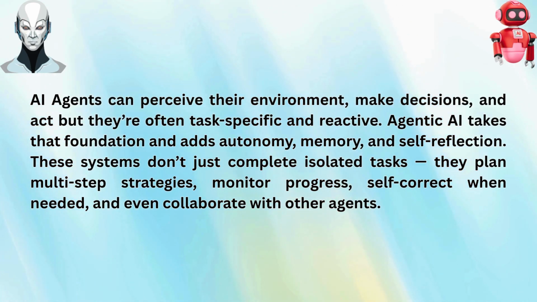What is agentic AI, and how is it different from AI agents? AI agents can perceive their environment, make decisions, and act, but they're often task-specific and reactive. Agentic AI takes that foundation and adds autonomy, memory, and self-reflection. These systems don't just complete isolated tasks. They plan multi-step strategies, monitor progress, self-correct when needed, and even collaborate with other agents.